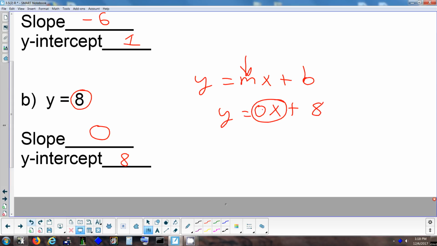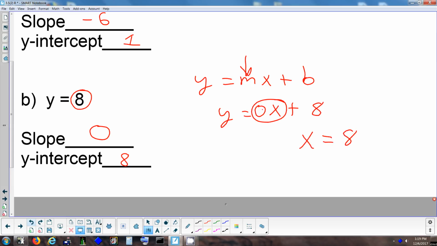Okay, what did Mr. Wright say yesterday about this? What if it's x equals a number? What's the slope there? What did you say, Joe? The slope is 8 and the intercept is 0. Say that again? The slope's not 8. What's the slope of x equals? What kind of line is x equals if you draw it? It's a vertical line.